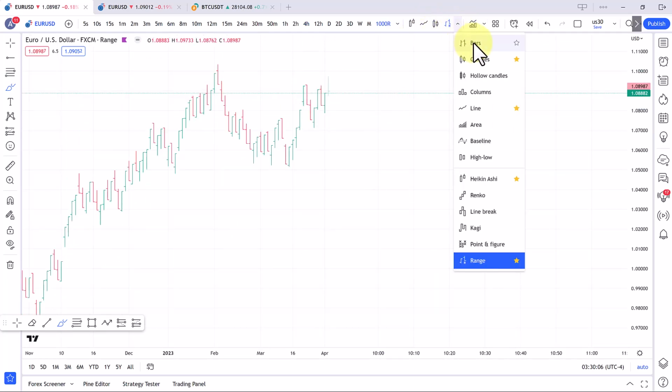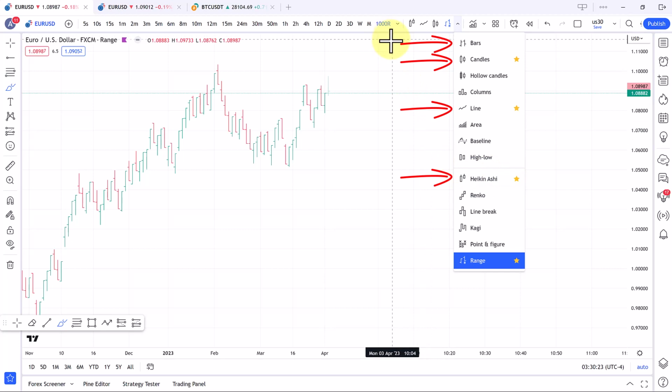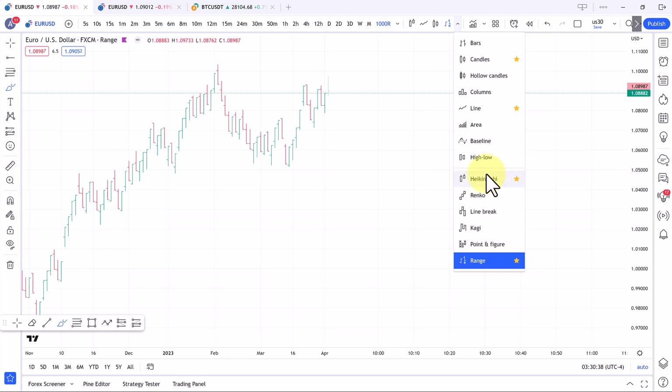But we have these more important charts: bars, candlesticks, line chart and Heiken Ashi chart. Only the Heiken Ashi chart is for the premium TradingView subscription, so you may not have it on your TradingView if you are using the free version, but you can download the Heiken Ashi for MT4 and use that on MetaTrader for analysis if you like this kind of chart.